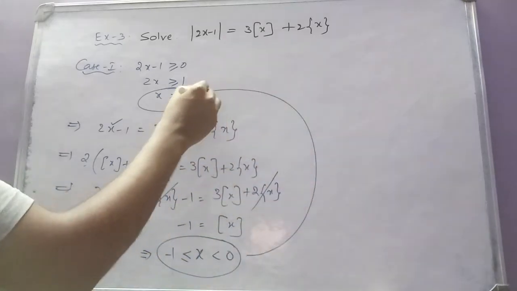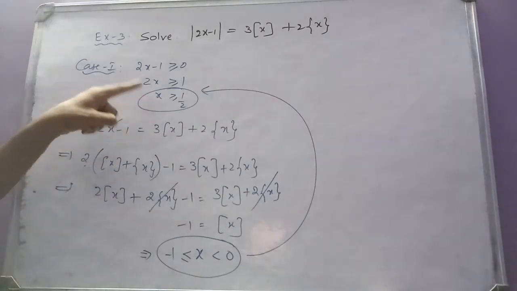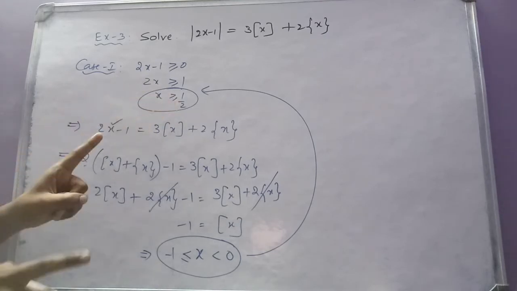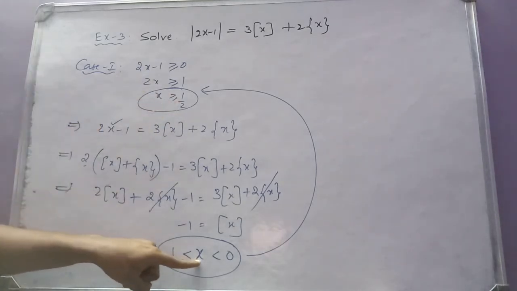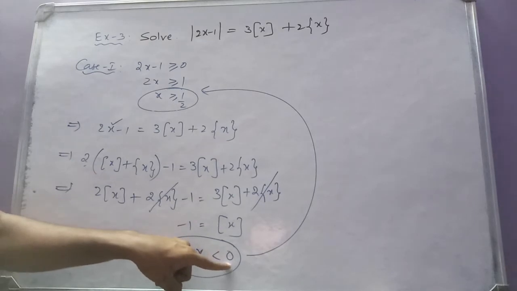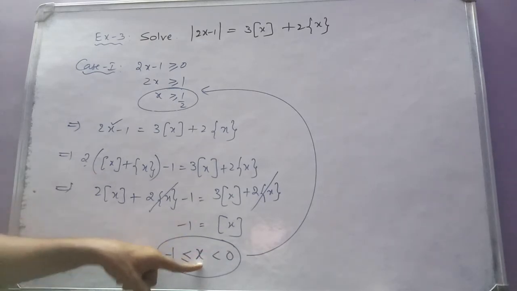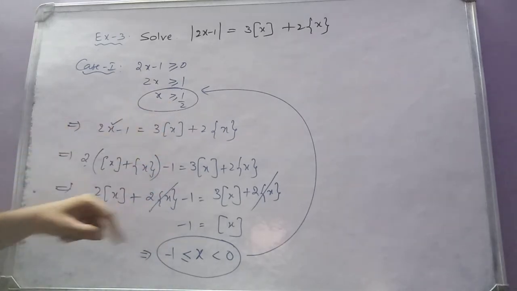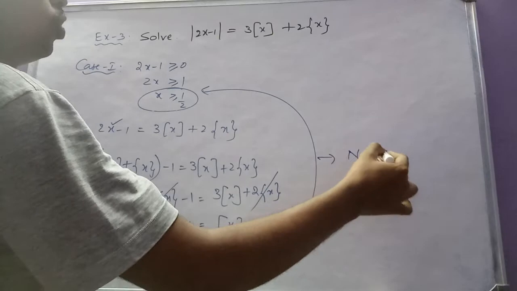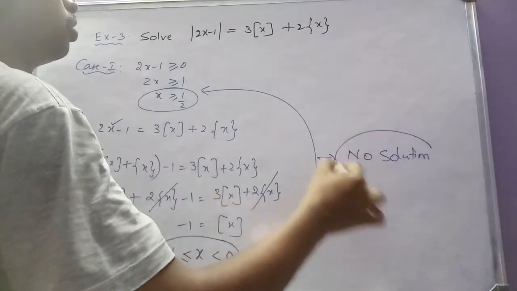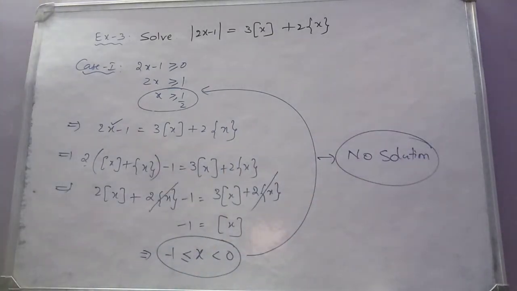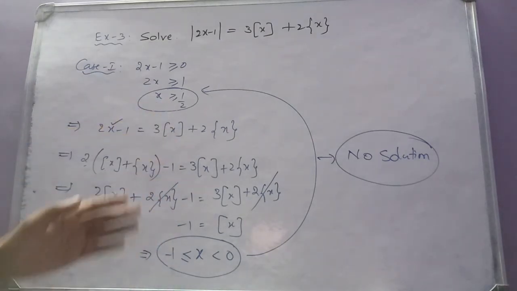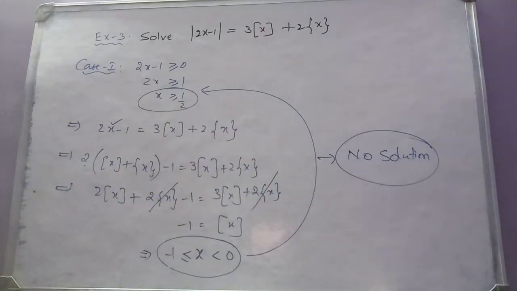But observe this. Our initial condition says that the solution must be greater than or equal to 1 by 2, and this is saying that x is in between minus 1 and 0. This is giving only negative numbers and this is giving only positive numbers. We don't have any common solution. So from case 1 the answer is no solution. There is no common solution in these two inequalities. So therefore in case 1 we don't have any solution.